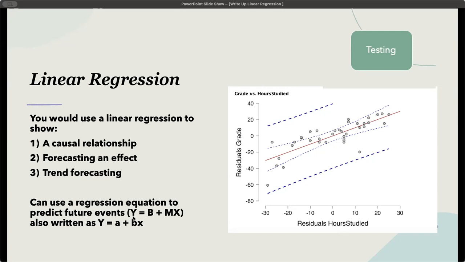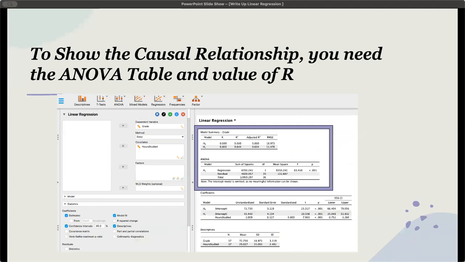In the previous video, I used y equals b plus mx, but in this video, we're going to use the same formula. I've just changed a couple of the letters to y equals a plus bx. So to show the causal relationship, you would need the ANOVA table and the value of R, which is the information in the purple rectangle on this slide here. We've got the ANOVA table and the value of R right here.